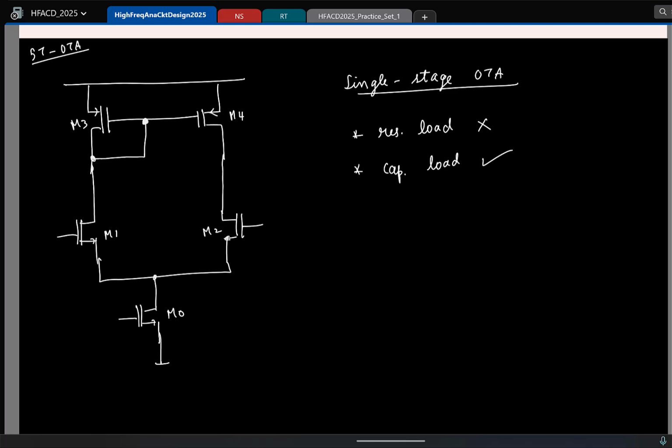So when adding a resistive load, the gain is increasing? No, right? It's GM times the existing R out. So your RL is coming in parallel to this, right? Anytime you put 2 resistors in parallel, the resistance decreases. Okay, great.